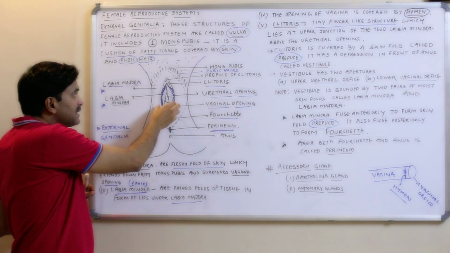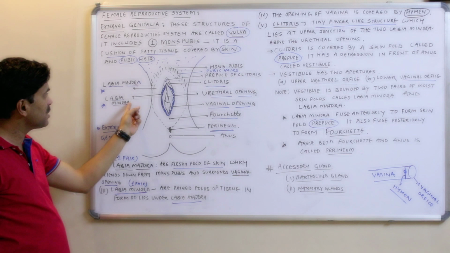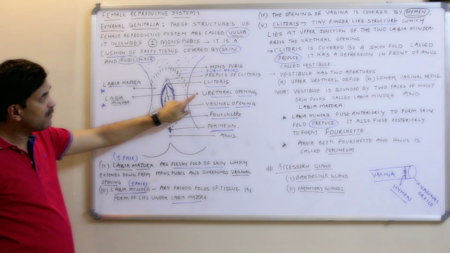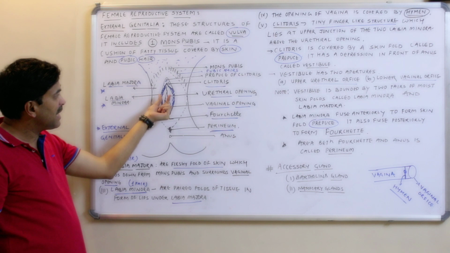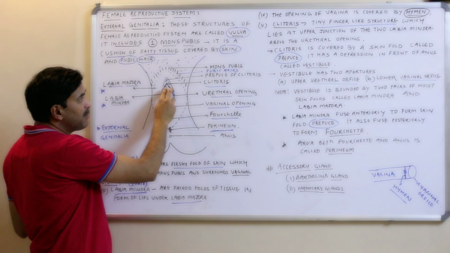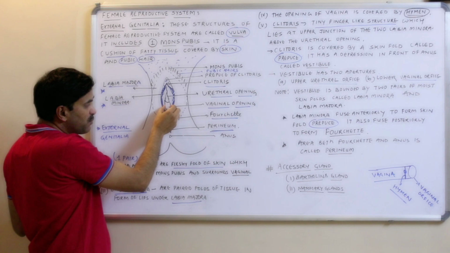this depression-like structure is called the vestibule. This depression called the vestibule is surrounded by labia minora and labia majora, and it consists of two openings. One is the upper opening known as the urethral opening, and the lower opening is called the vaginal opening. And the labia minora fuse together at the upper junction, and they form a skin fold called the prepuce, and the posterior region of the labia minora fuse to form the fourchette.